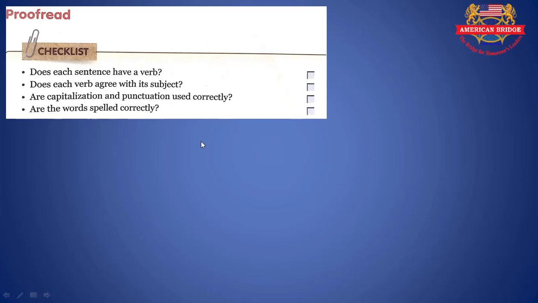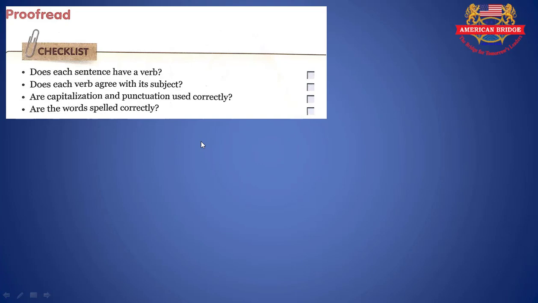If you have time after you do the brainstorming and the proofreading, you have to double check whether the words that you wrote down are correct or not. Again, everyone, first step, check the verb. Next, check the verb and subject agreement. Number 4, you check the capitalization and punctuation. And the last one, you check the spelling of the words.